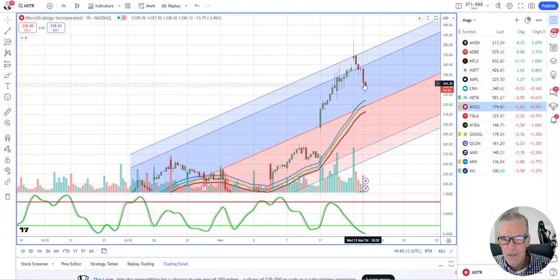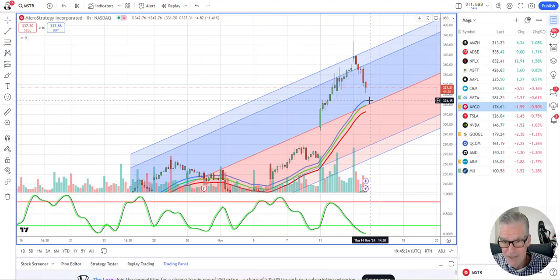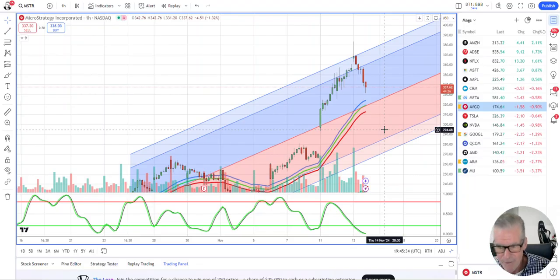A nice little pullback with oversold stochastics. Very good volume, of course, on the way up. This could only come back down to about 325, the middle of the bands, not even anywhere near the 300 gap. And if it comes back down to like 325, 327, and starts to give us some green bars with good volume, I would say then you could buy it.